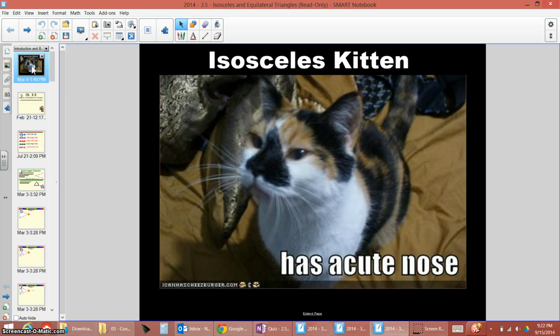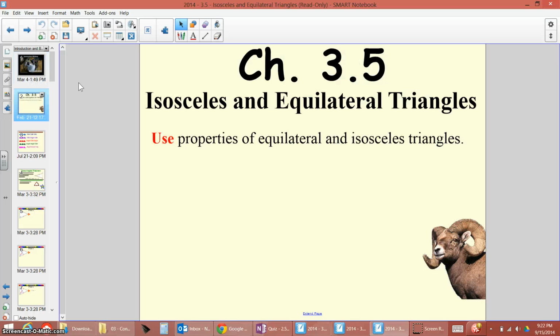All right. I left this one up here because it's freaking awesome. That cat has a triangle nose. It's funny.